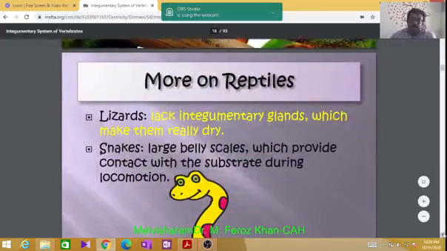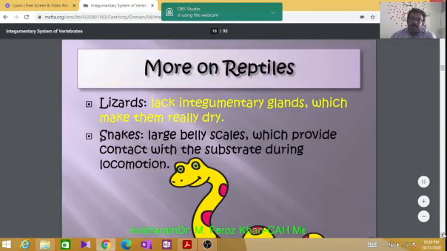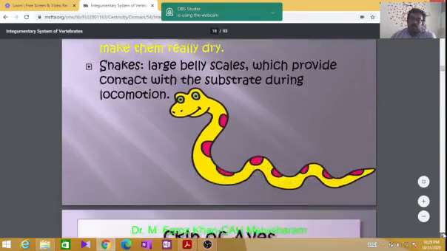More on reptiles. Lizards lack integumentary glands, which makes them really dry. Snakes have large belly scales to provide contact with the substrate during locomotion.